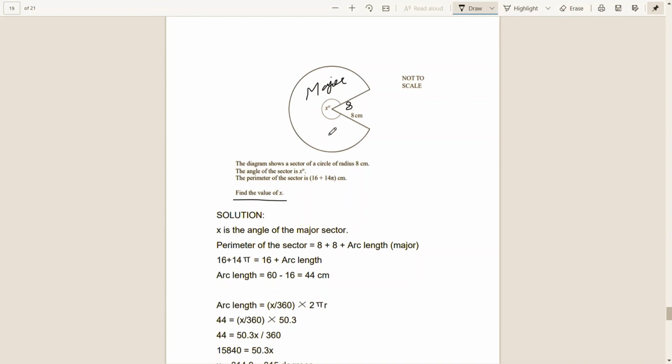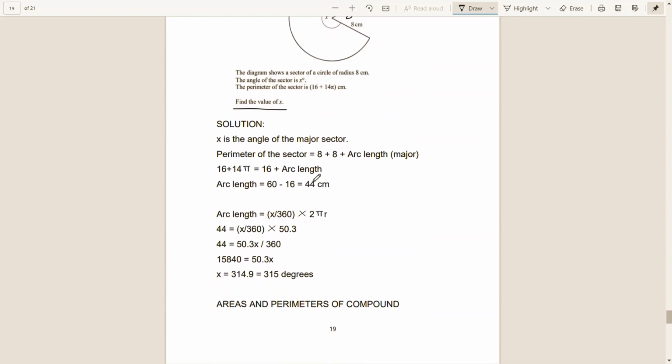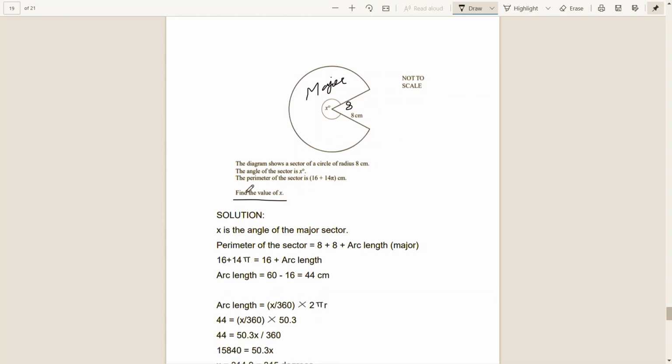X is the angle. Now the perimeter of the sector is 16 plus 14 pi centimeter. Remember, the data that you're given in the question, use that to calculate values of other things, for example radius or angle, right? The perimeter of the sector is 16 plus 14 pi. 16 plus 14 pi is equal to, now what's the boundary here?